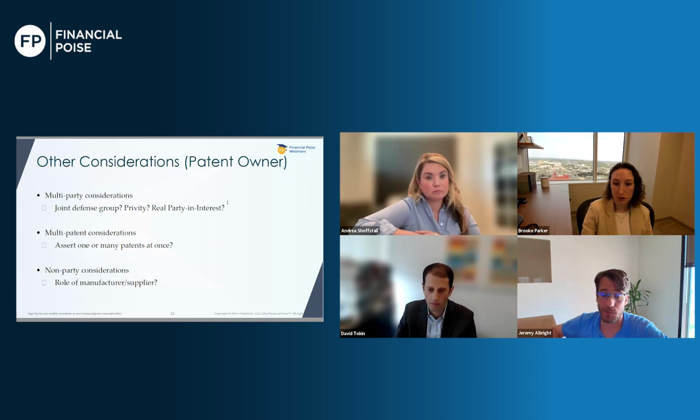So again, I think it's very important for a patent owner to consider who the defendant's real parties in interest or privies are, and that may help them get IPR petitions discretionarily denied or have an argument about the time bar. I think also on this slide is how many patents to assert.